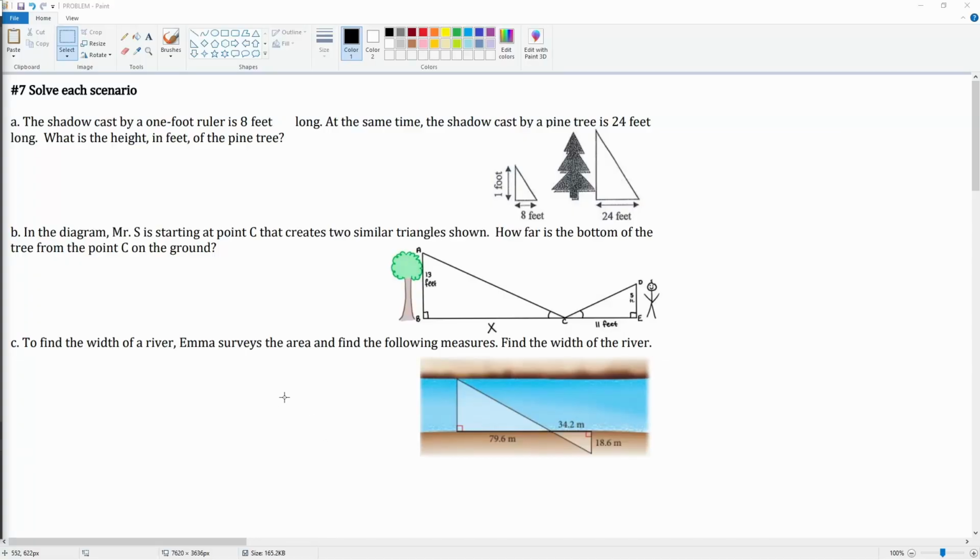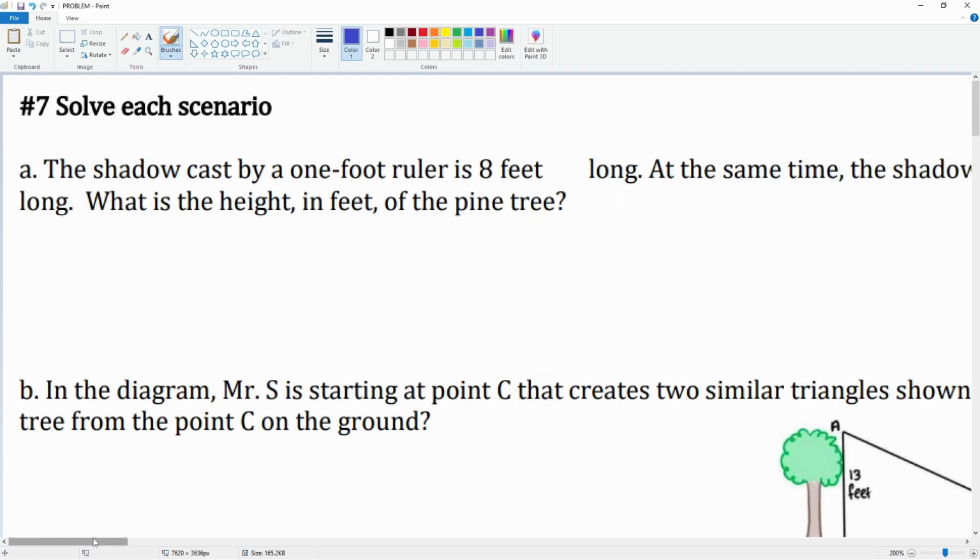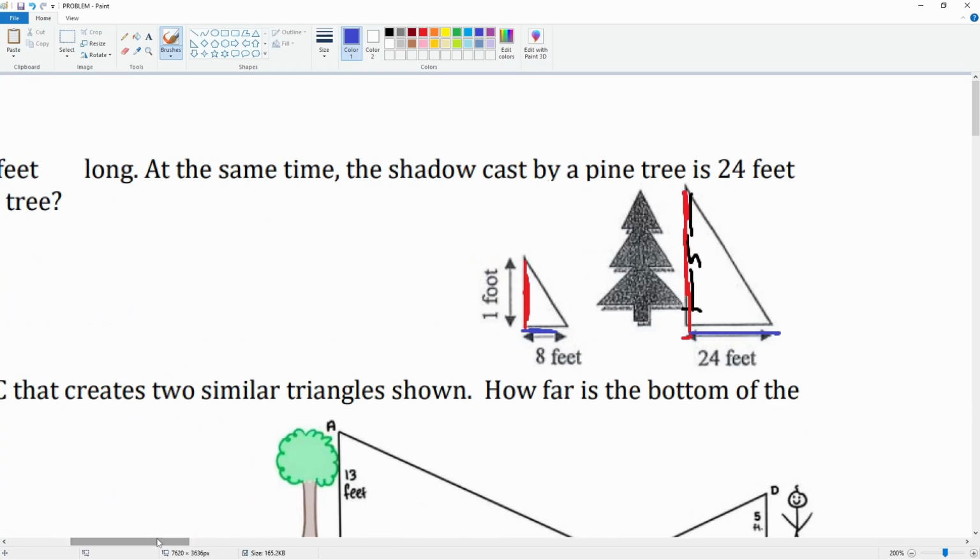Section 7, number 7, you're going to solve each scenario here. All right, so the first one, the shadow cast from a 1 foot ruler is 8 feet long. At the same time, a shadow cast by this pine tree is 24 feet. You're trying to find the height of this pine tree, okay? So the height here I'm going to treat as red, and the shadow here I'm going to treat as blue, okay? This allows me to still set up the ratio here, okay?